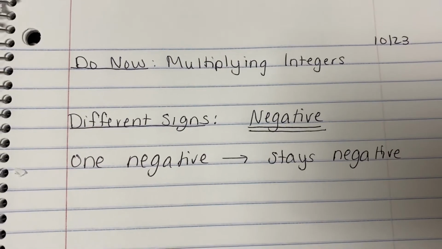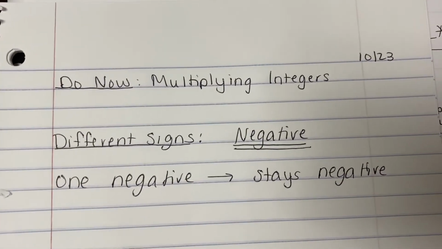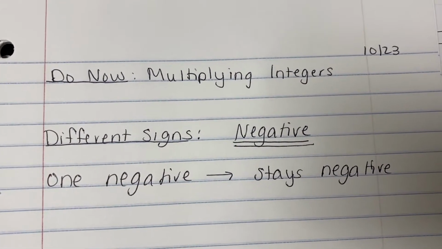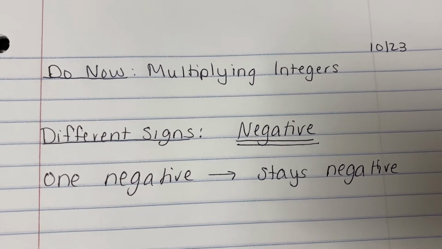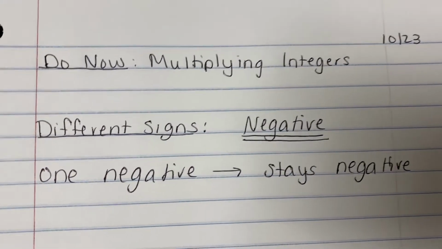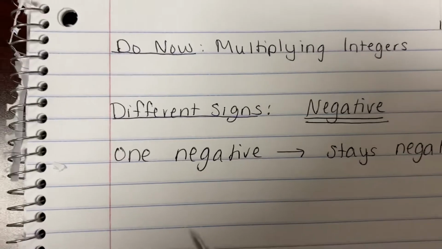Okay, once again, you're in your math notebook. You have 1023, you have the do now. Every day we start with a do now. Okay, different signs always gives you a negative answer. One negative stays negative. Okay, so let's show you a trick.